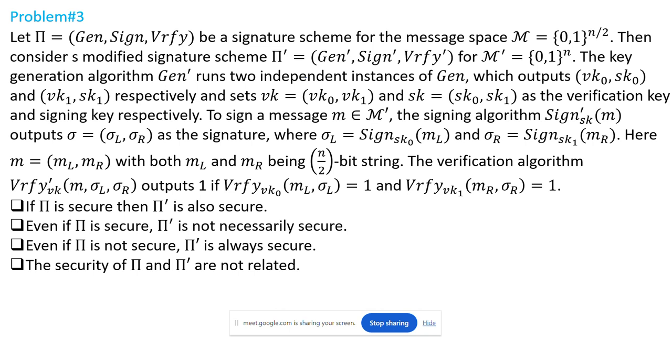And how do you do that? The key generation algorithm gen dash for the modified protocol runs two independent instances of gen of the original protocol, which output vk0, sk0 and vk1, sk1 respectively. The generation algorithm of pi, the original signature scheme, will generate a signing key and a verification key, sk and vk. Now in the modified protocol we are just running two independent instances of that same gen protocol to get two pairs of signing key and verification key.